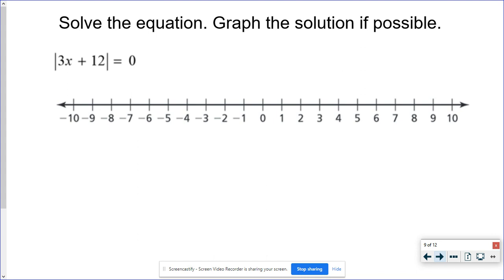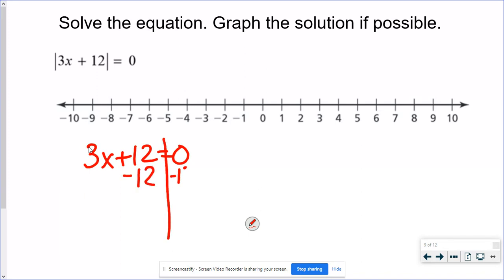In this problem, remember I said you're going to write 2 equations to get rid of your 2 bars? Is there a 0 and a -0? No. So we're just going to have the one problem to solve because 0 doesn't have an opposite. So I'm just going to have 3x plus 12 equals 0. This doesn't hardly ever happen in absolute value. They're just trying to show you that sometimes you're going to get someone that tries to trick you.